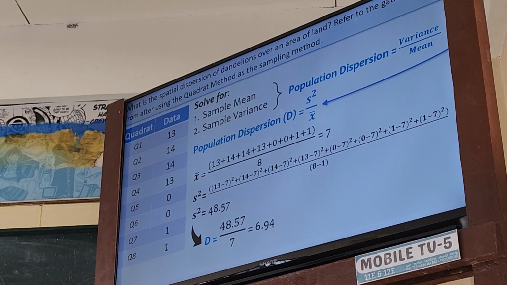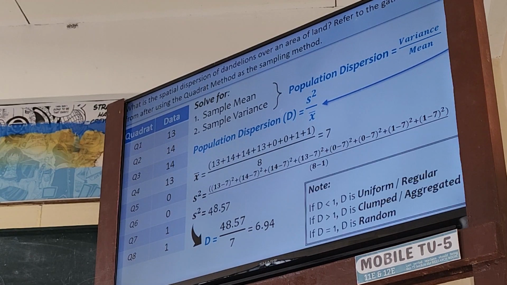What's a 6.94? Greater than, lesser than, equal to 1? So if it's greater, what's the category? Clustered is practically clumped. So it's clumped, random, or uniform. Clumped or aggregated, random or regular, and then uniform. Sorry, uniform and regular. Okay?